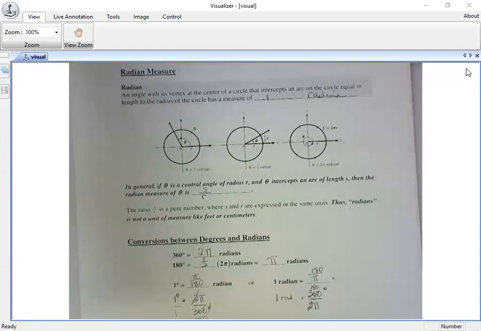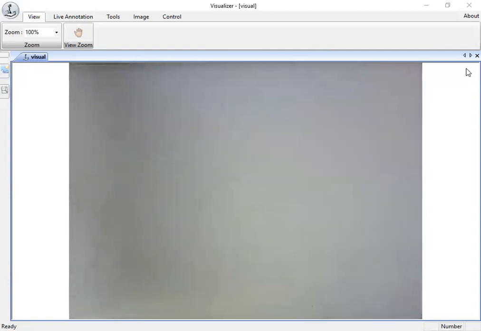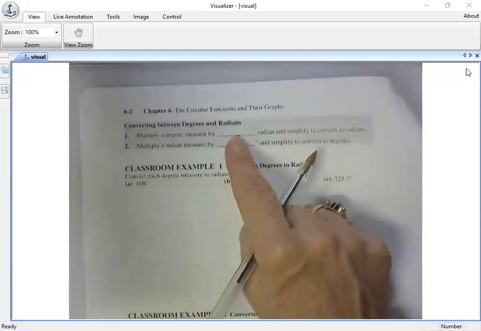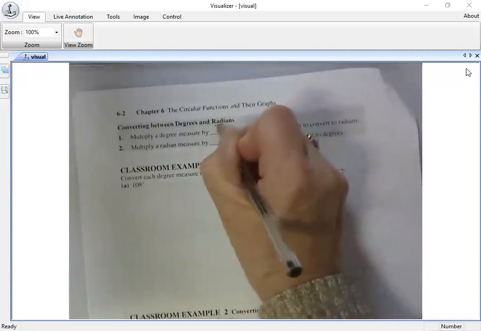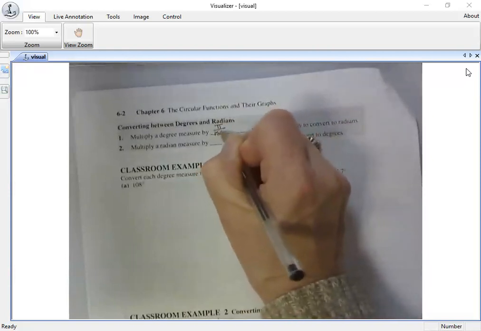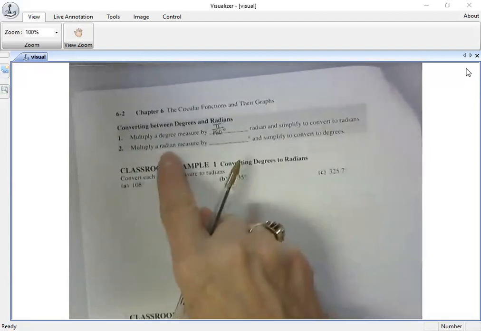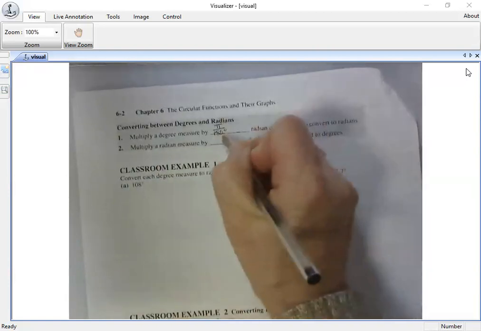So you tell me, if I want to go from a degree value to radians, which way do I set up the conversion? What do I want on top? What do I want on bottom? That is correct. Pi on top, 180 degrees on the bottom, so the degrees would cancel out. That'll take it to radians. If I'm going from radians back to degrees, I have to do what to this? Flip it. You got it. That's all there is to it.